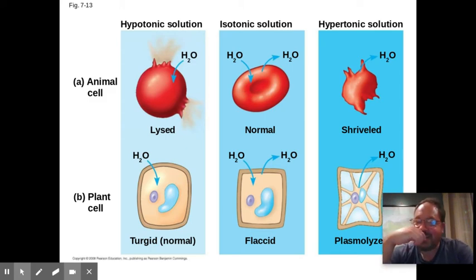Anyway, if you put a cell in a hypertonic solution, water is going to flow out and it can shrivel up. When things plasmolyze, enough water flows out to pull the plasma membrane away from the cell wall, and that will kill the cell. So don't give your plants salt water. Not a good scenario there.